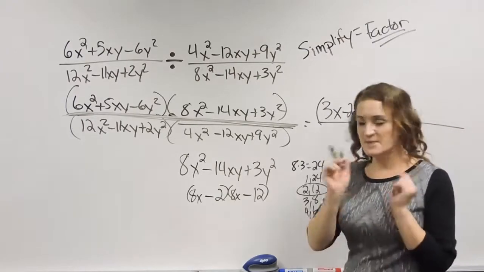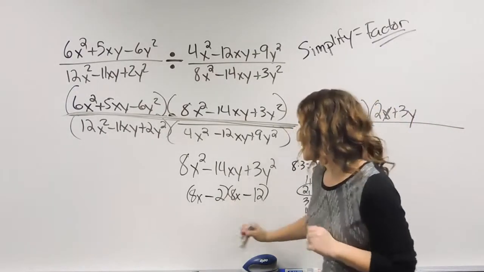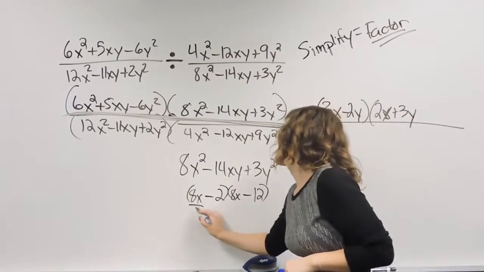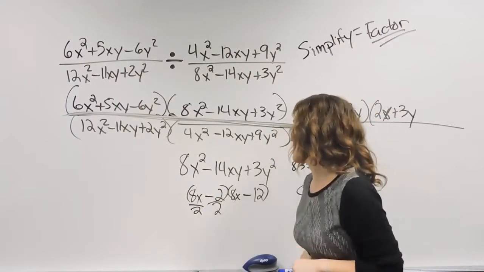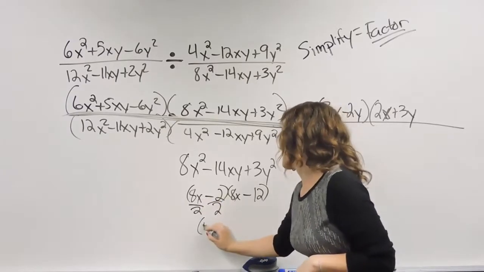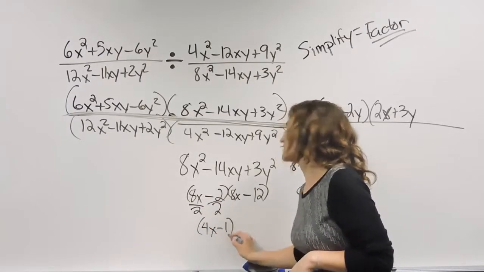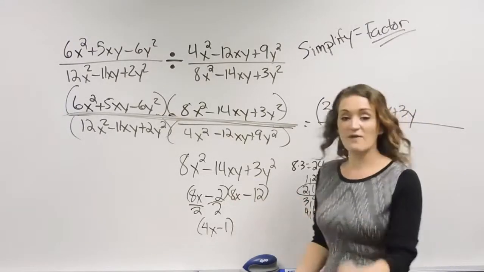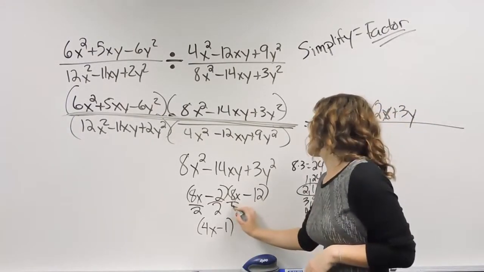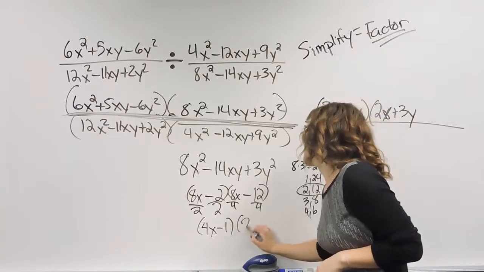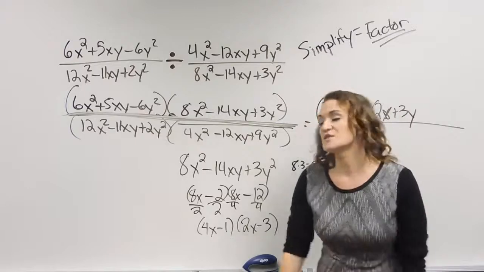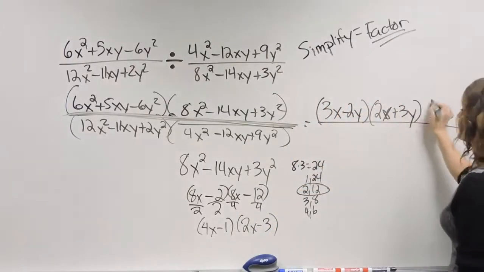Last step, simplify, reduce these. Looking at the first one, an 8 and a 2 have a 2 in common. So I'm going to divide out a 2 from there, leaving us with a 4x minus 1. Looking at the second one, an 8 and a 12 have a 4 in common. So I'm going to divide out a 4 there, leaving us with 2x minus 3. So let's plug that into our problem over here.